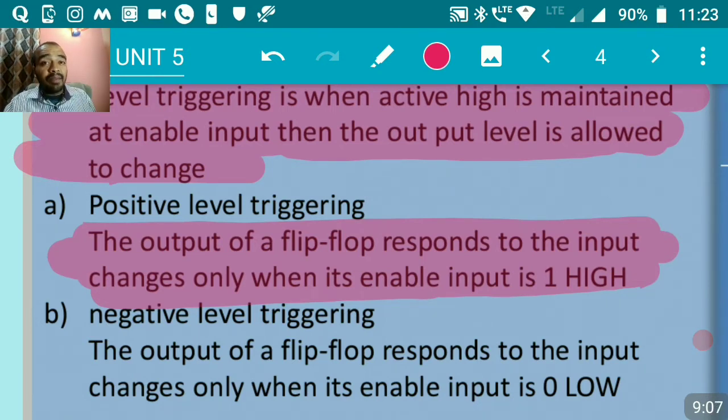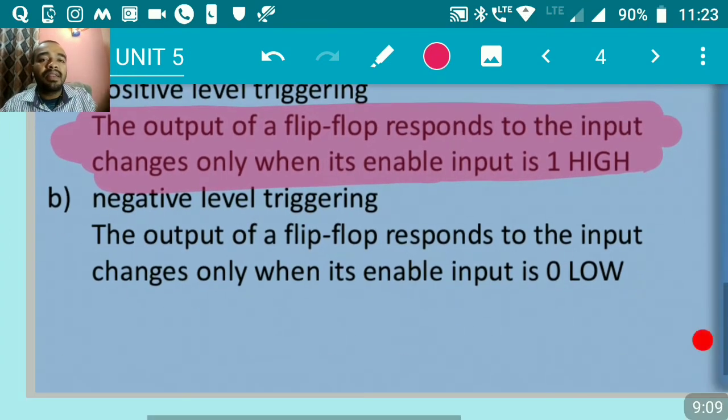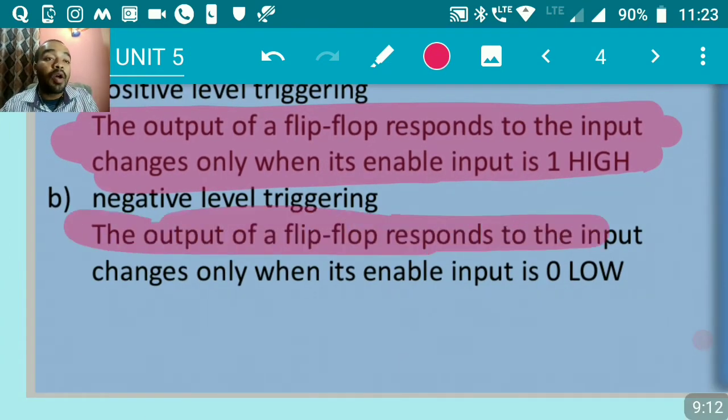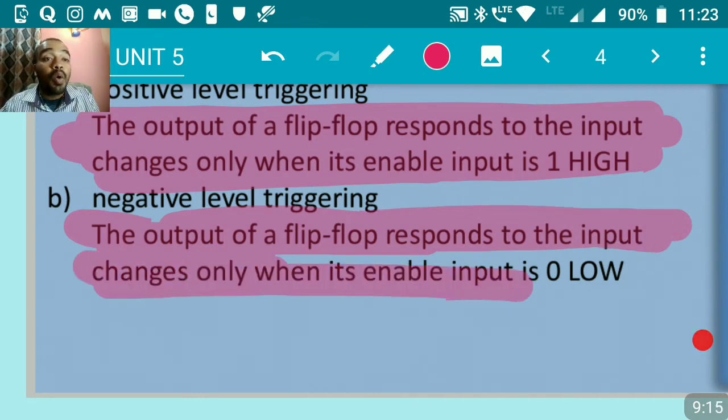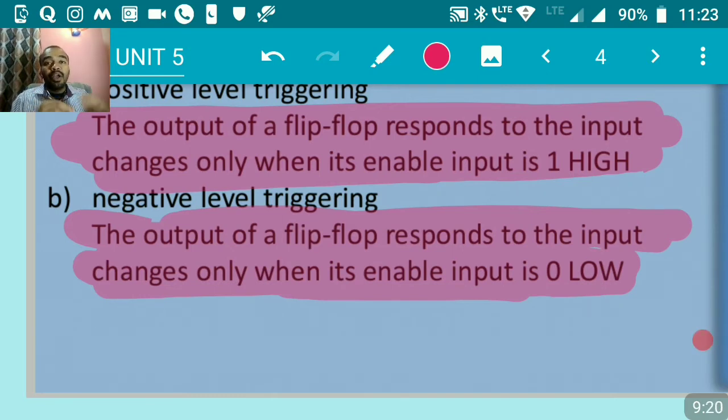Okay, so at the same time, negative level triggering means the output of the flip-flop responds to the input changes only when its enable input is low. When the enable input is low, only then the flip-flop is going to respond to whatever inputs I give. Whatever inputs I give to the given flip-flop, it is going to respond to these inputs and give the proper output only when the enable input is low. That is what I am going to call negative level triggering.